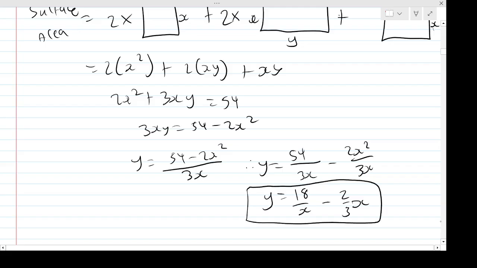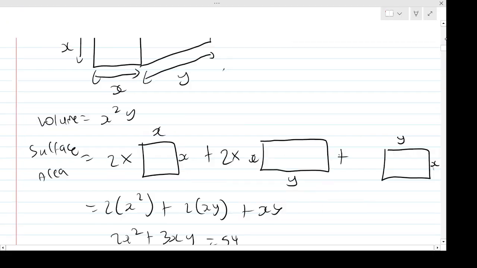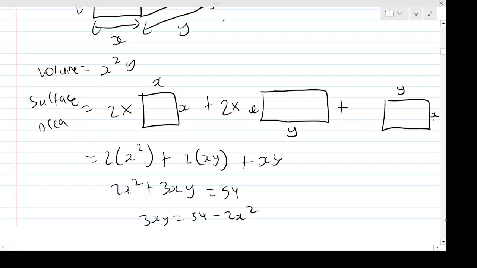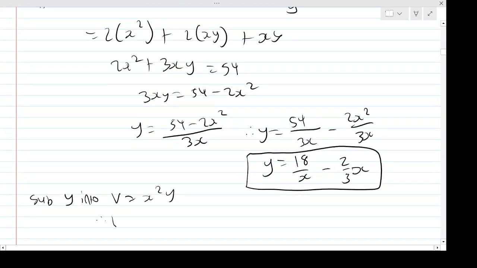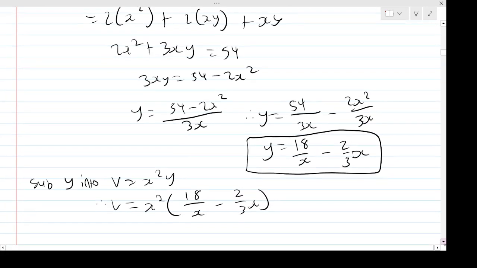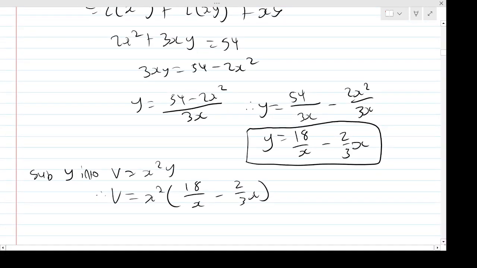Now I can then substitute that into my volume. So sub y into my volume, which was v, is x squared y. So then my volume is going to be x squared times my y of 18 over x, take away 2/3 x. And I'm in a good position now because I've just got x's on its own. Okay, so that I'm going to hopefully lead to my answer. So then my volume, x squared times 18 over x, that'd be 18x. Then minus 2/3 x times x squared would be minus 2/3 x cubed. Right? And that's my volume.